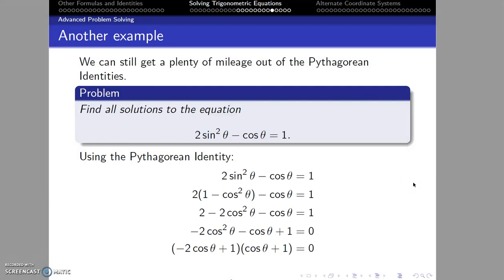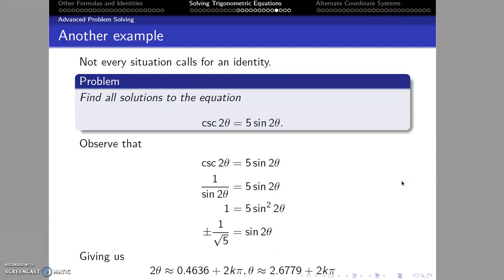Now, when we have to be fancy, we do have to be fancy. So here's one example here. I've got cosecant of 2 theta equaling 5 sine of 2 theta. And yes, I probably could do some double angle formulas here, or I could just recognize that, oh yeah, cosecant's 1 over sine. Let me multiply everything by sine 2 theta. I've got 1 equaling 5 sine squared of 2 theta. Divide by 5, take the square root. I've got sine of 2 theta equaling plus or minus 1 over root 5.